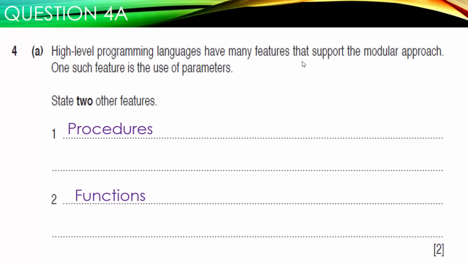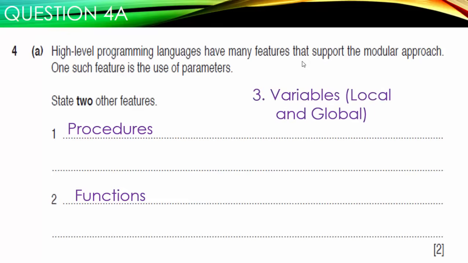Now, another option you could have, they're only asking for 2. You do not write more than what is required. You don't have to explain what procedures and functions are. It just says state 2 of them. But another option you could have talked about is variables. Now, you can't just write variables, you have to be specific because there are two types of variables. There are both local variables and there are global variables. Let's go ahead and keep moving on.